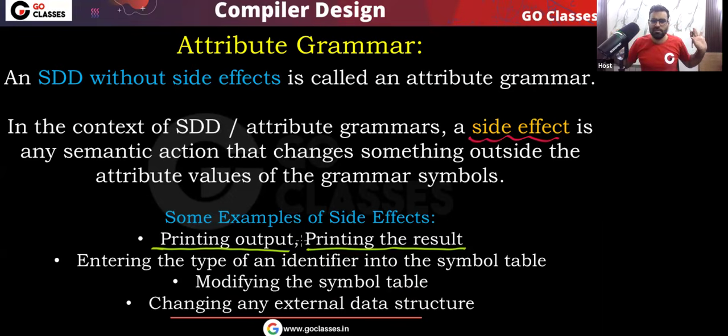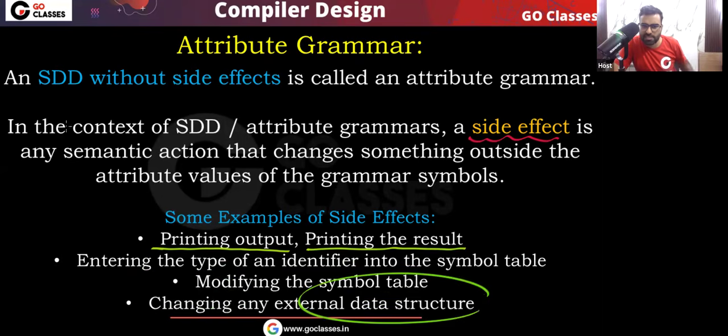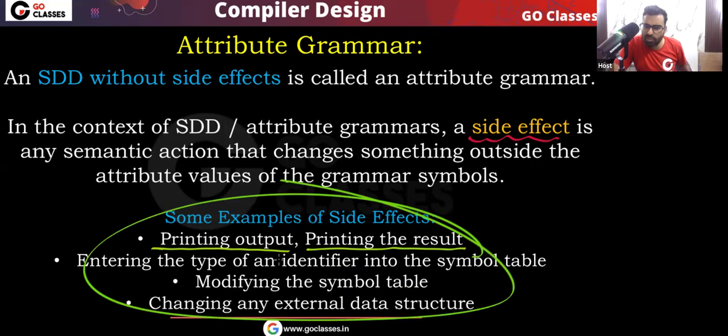That's it. Very simple. This is the simplest definition. So you can see printing output on the screen is a side effect. Entering the type of an identifier into the symbol table is a side effect. Modifying a symbol table is a side effect. Changing any external data structure is a side effect. Anything you do other than attribute computation is a side effect.